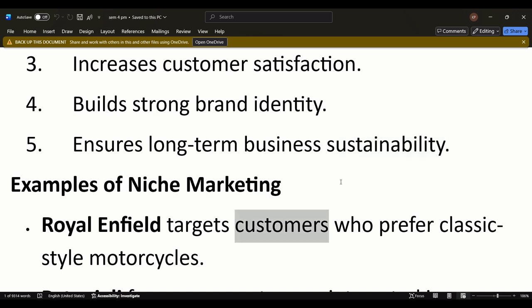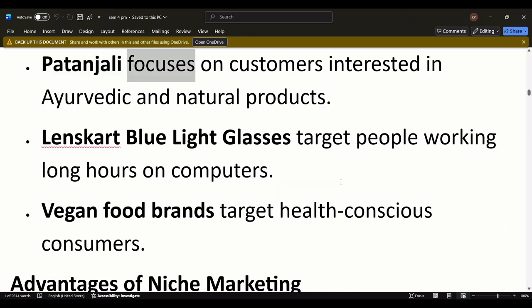Royal Enfield targets customers who prefer classic-style motorcycles. Patanjali focuses on customers interested in Ayurvedic and natural products. Lenskart blue light glasses target people working long hours on computers. Vegan food brands target health-conscious consumers.